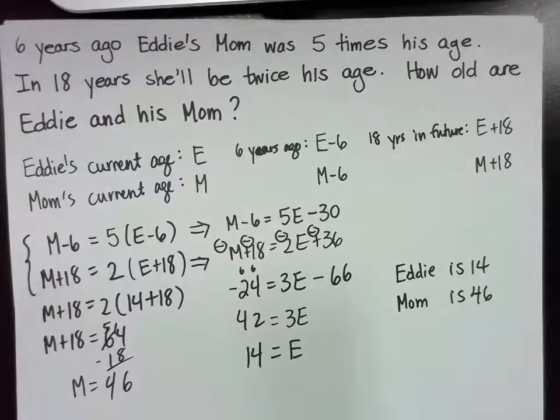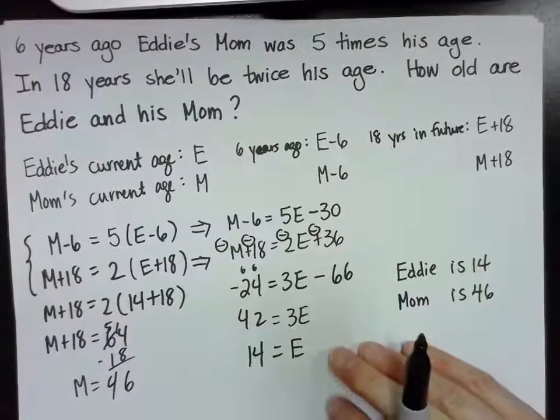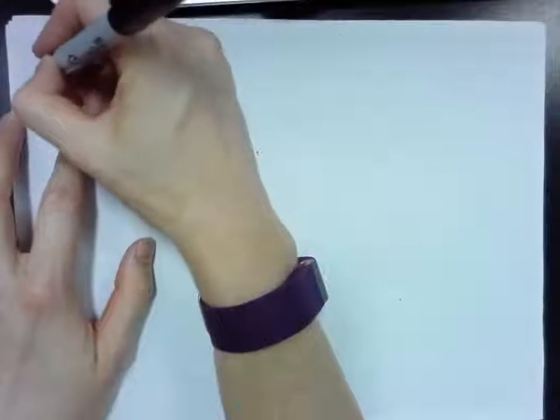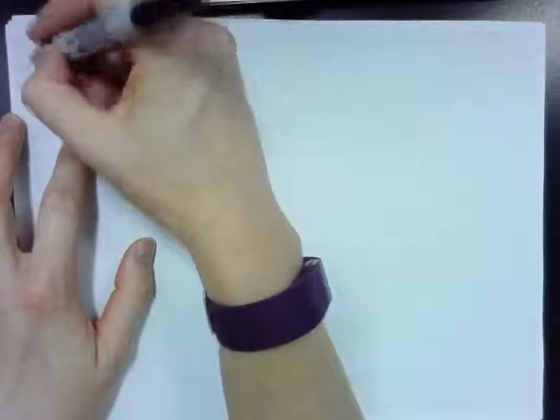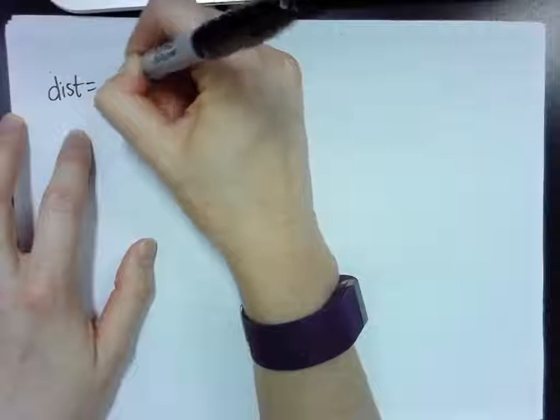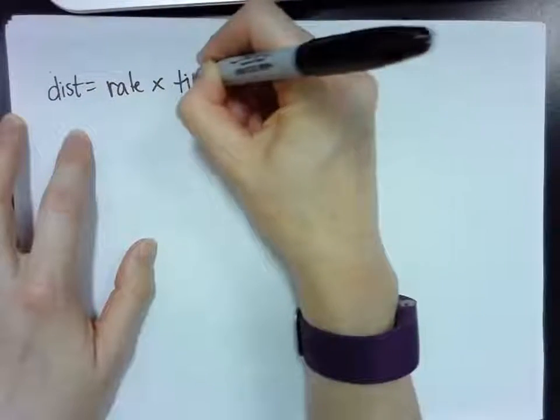Okay, so that's the kind of problems that we see with the age problems. Now the second set of problems in the chapter are called rate problems. Okay, and they should be somewhat familiar to you because you know the distance formula, or this formula of distance equals rate times time.